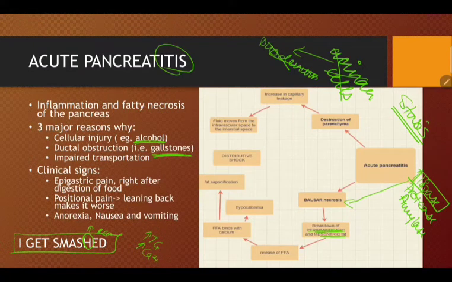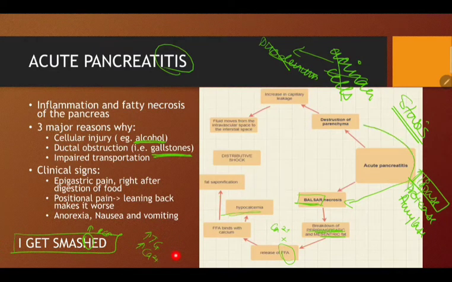Second of all, it would lead to release of the free fatty acids, which will bind with calcium found in the organ and lead to fat saponification, which is precipitation of these fatty acids combined with calcium in the already damaged organ tissue. And because the calcium is being used by the free fatty acids, there'll be hypocalcemia. This specific type of necrosis is known as fat necrosis. Remember this, right? And the second thing is what would happen if the proteases get into the pancreas.